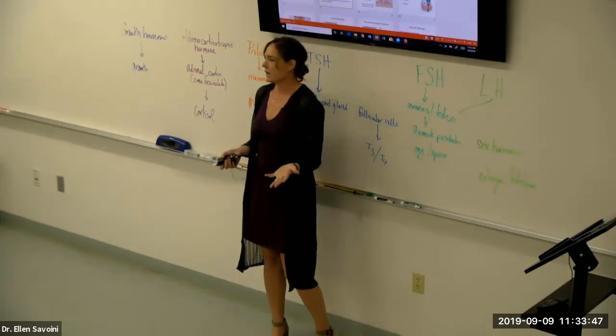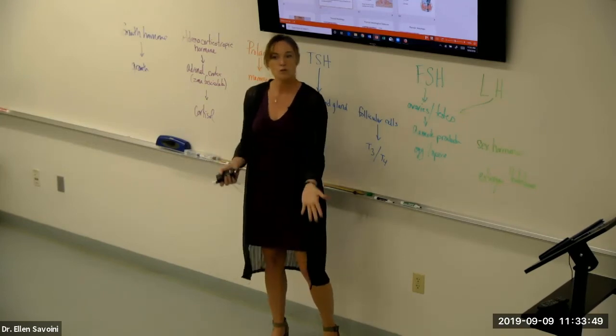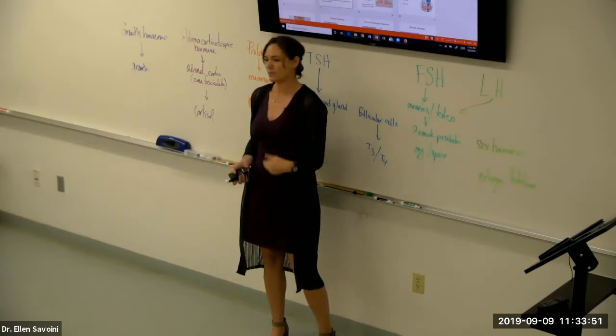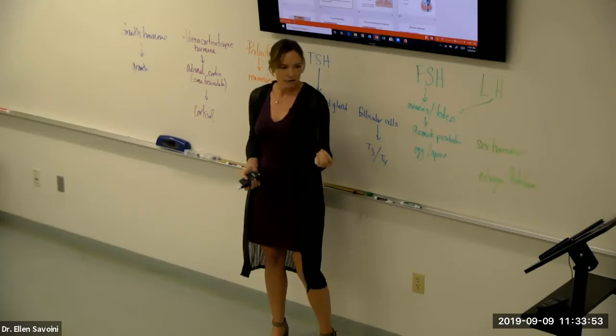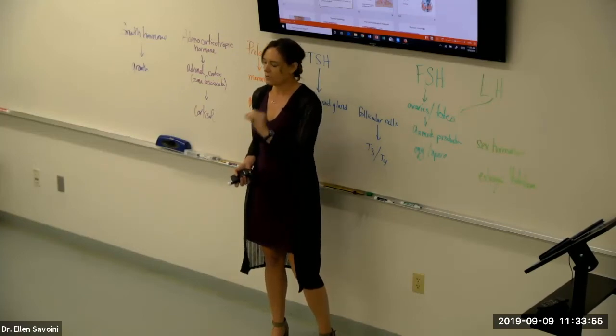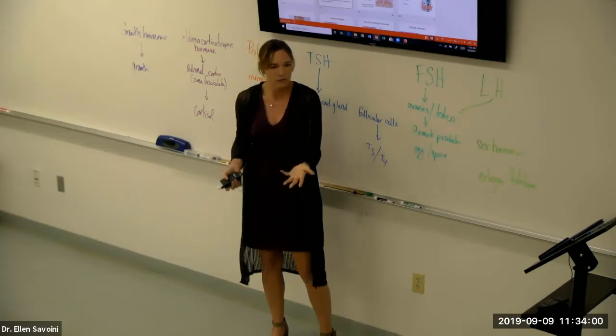Let's do an easy one, glucagon from the pancreas. If we were to say, describe the negative feedback loop for glucagon, what would be the original stimulus that would tell the pancreas that we need glucagon released in the first place?